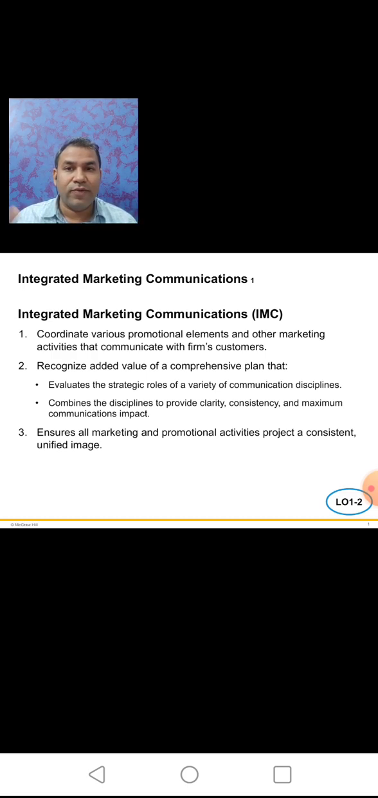Advertising is communicating some different objective, sales promotion you are communicating some different thing, and the publicity you are communicating to the customer with some different objective. It should not be like that. All the elements, all the tools of marketing, should communicate in such a way that there is a synergy and they have a similar objective. There should be consistency and clarity in all the different messages from different marketing tools. It ensures all marketing and promotional activities project a consistent and unified image. So a unified image also has to be projected.